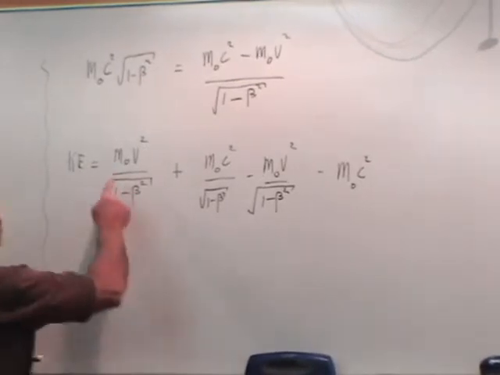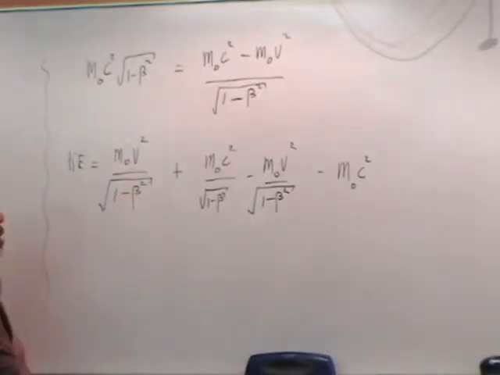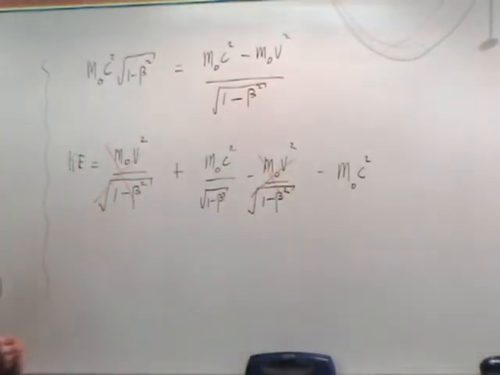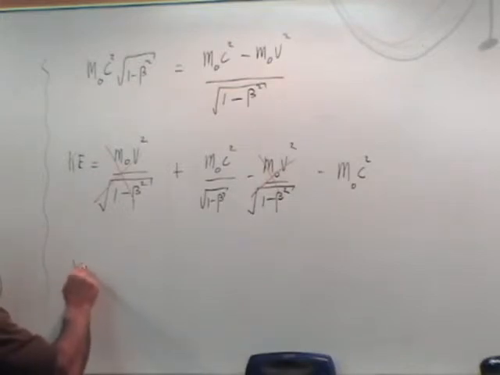Great, I'm happy, because, of course, we see m naught v squared over 1 minus beta squared, and we see minus m naught v squared over 1 minus beta squared. It's gone. Great, fantastic. We did what we wanted to do. We got rid of this ugly, nasty thing. And so what do we have left? We have left that kinetic energy.